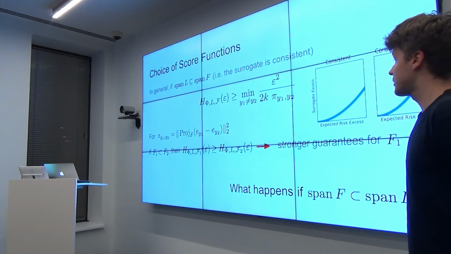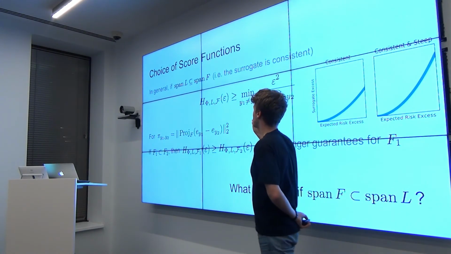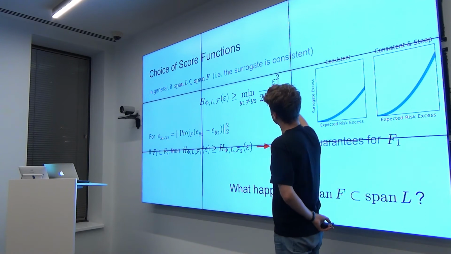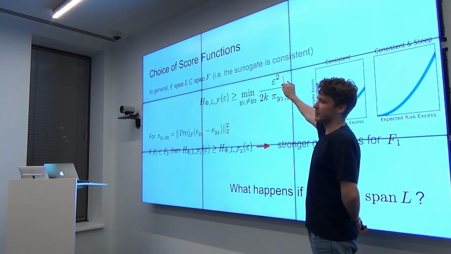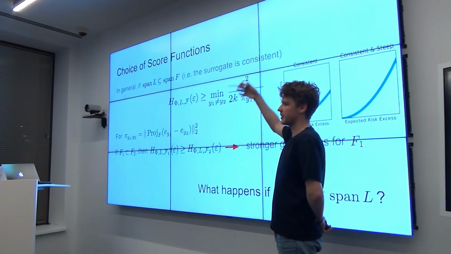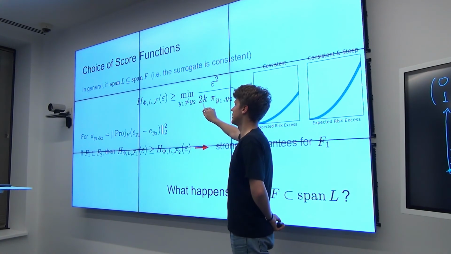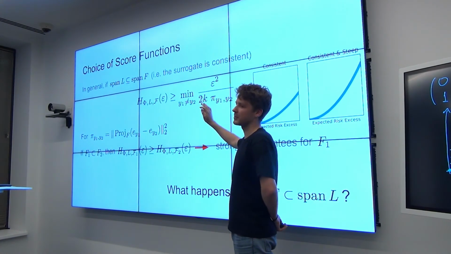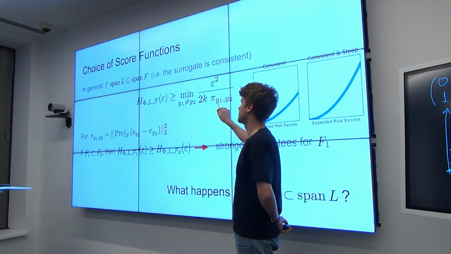If we have this condition, the calibration function can be bounded from below, like this. So what do we have here? Still epsilon squared, and probably it comes from the nature of quadratic surrogates. Still this factor 2 by k, which is exponentially large. But now we have this quantity, pi, which depends on the classes.